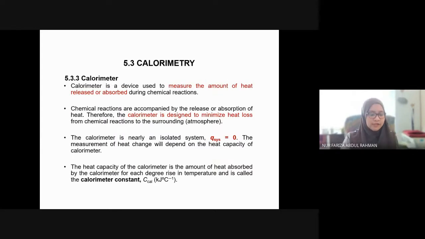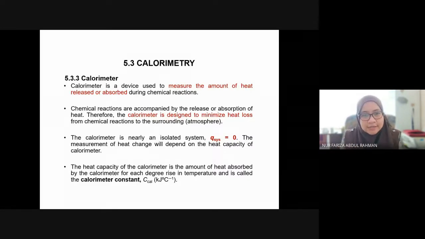Okay guys, jom calorimeter. Ini yang wajib ya. Ini yang agak critical for calorimetry. Okay, what is calorimeter? Calorimeter is a device used to measure the amount of heat released or absorbed during chemical reaction. Okay, so we can conduct experiment. If let's say we want to conduct an experiment and we want to collect ataupun to retain the heat.